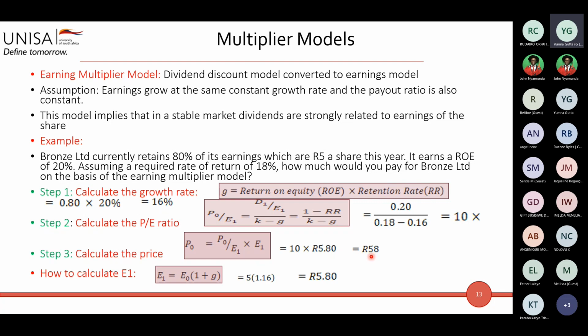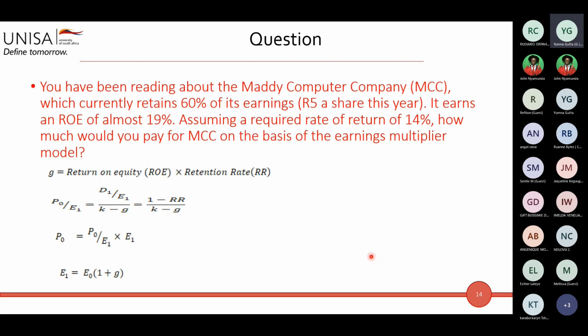So it sounds a little bit more complicated, but basically it's an easier way of calculating the value of the share using the price to earnings ratio, right? If you're familiar with financial ratios, this will make a lot of sense to you. This is a very common question in the exam, so you can try and attempt this question.